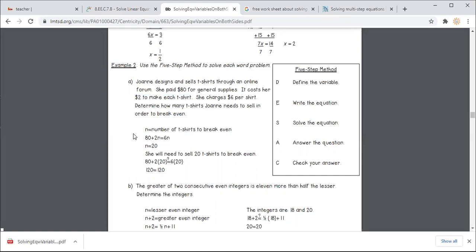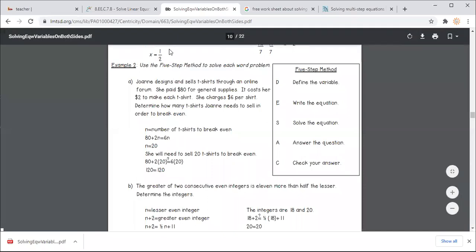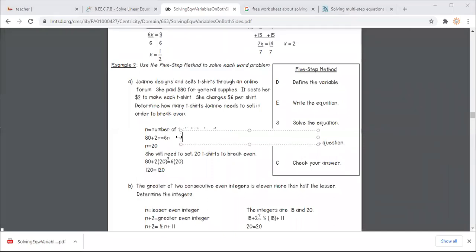Then we are going to make the equation like this: 80 plus 2n equals 6n. Then we will start to solve the equation. How will we solve the equation here? We can add -2n to both sides. Then by the end you have 80, as it was at the beginning.